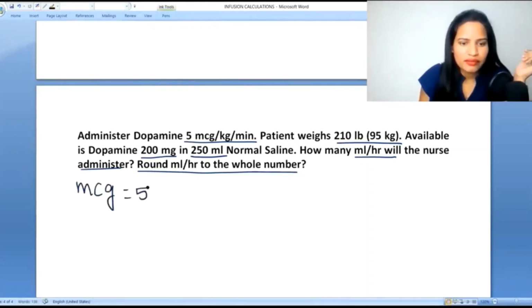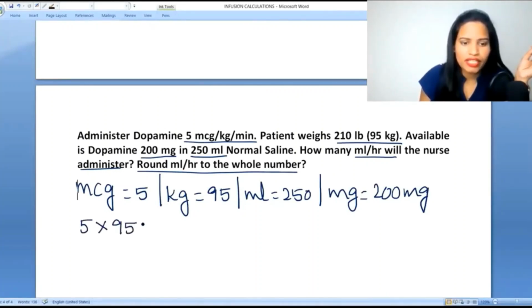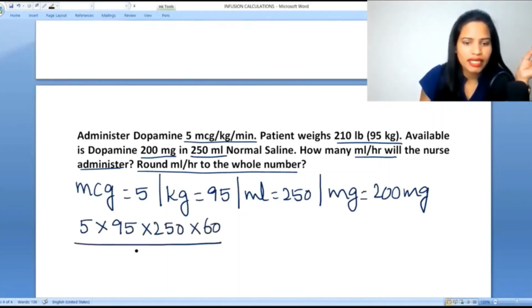mcg is what? 5 mcg. And what are our kgs? Already they have converted that into kgs, that is 95 kgs. And what is the ml? Total ml is 250 ml of normal saline, so 250. And what is the total mg they have given? It is 200 mg. Please do not forget to write what is required for your formula, so that you will not go wrong in your answer, and try to calculate it properly. When you are using your calculators, please do write it properly. So 5 into 95 into 250 into 60 whole divided by 200 multiplied by 1000.